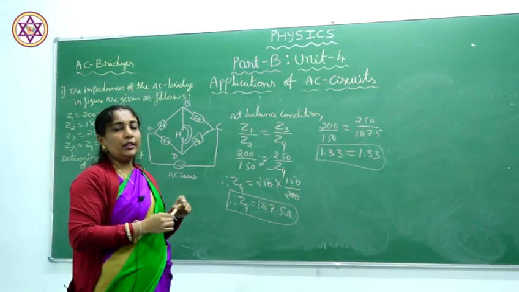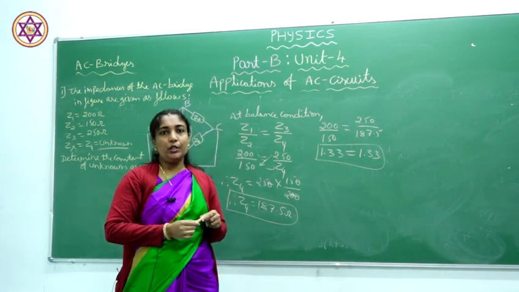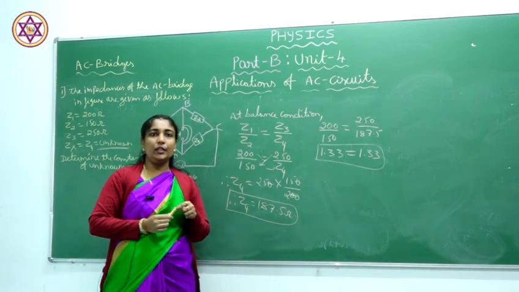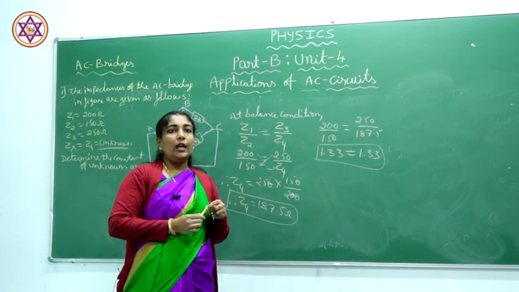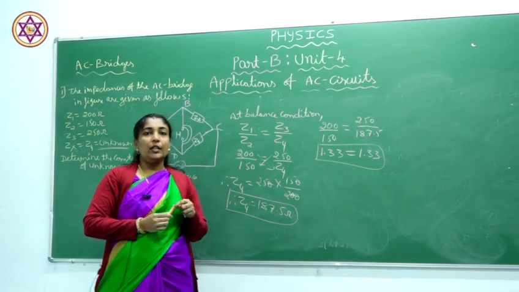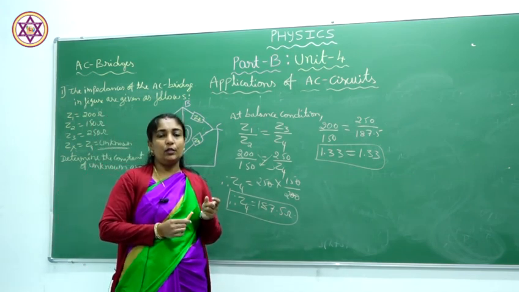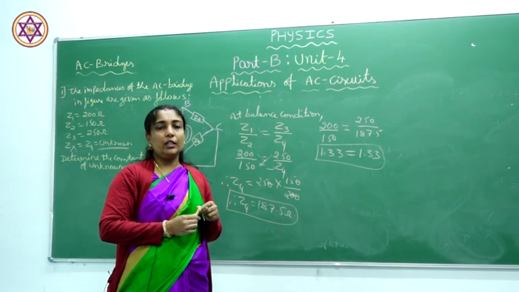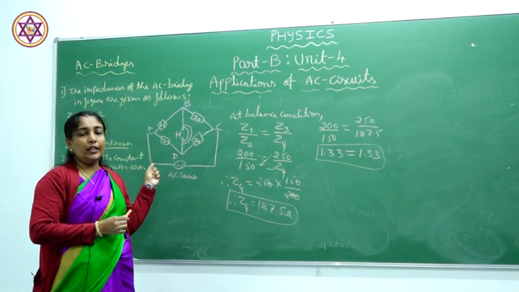So, in this class, I have explained about what are AC bridges, what is the balance condition in the AC bridges, what is the principle involved in the AC bridge, and the types of AC bridges. In the types of AC bridges, I have explained about two bridges. One is Maxwell's bridge, another one is Anderson bridge, and also problem on the AC bridges.